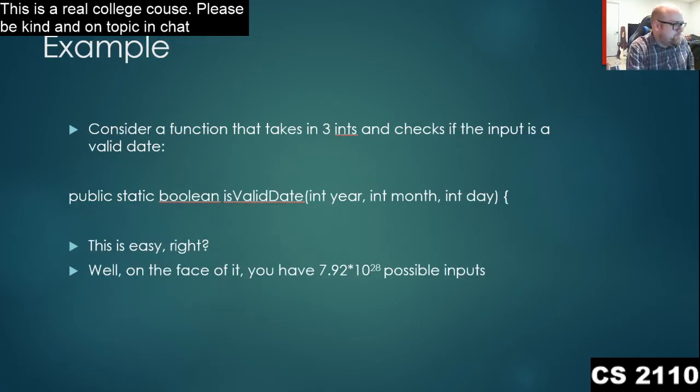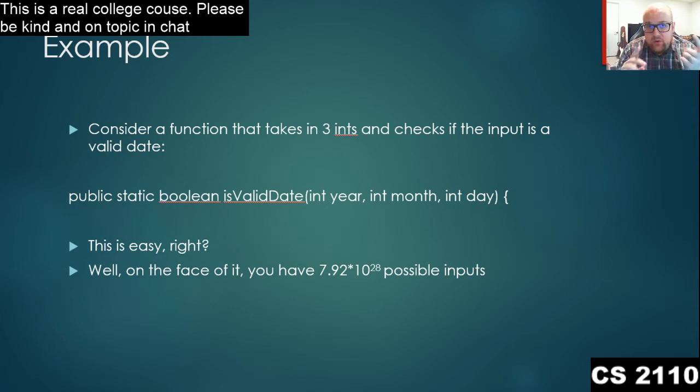Here's an example. Let's say you are writing a function called isValidDate, which you are going to do on homework 2. But I want to be clear about this: while you're doing this on homework 2, the qualities that I'm about to lay out about why this function's so hard, you can ignore them, and the directions will say this. But consider a function that takes in three integers, a year, a month, and a day. We'll limit this to AD. Don't worry about BC. This is fairly easy, right?